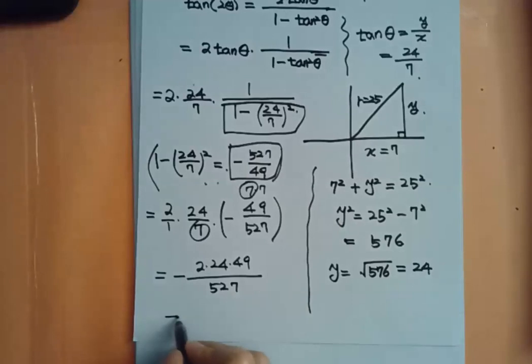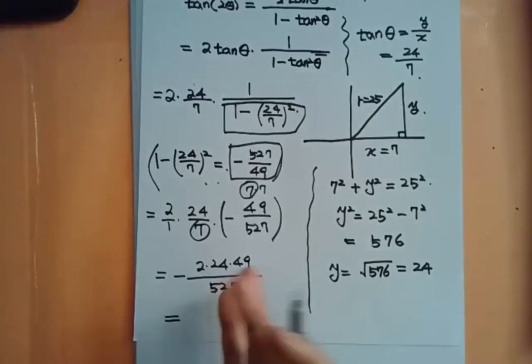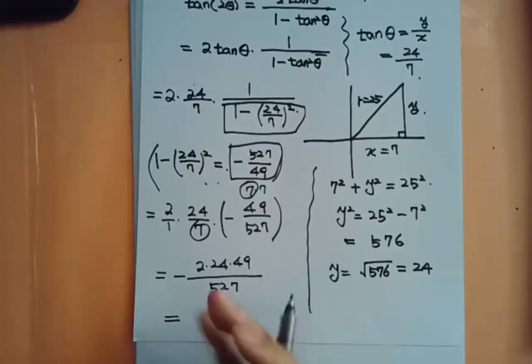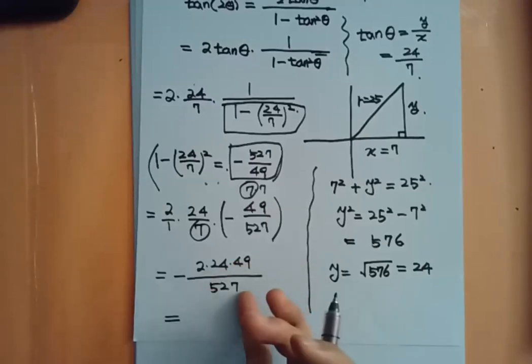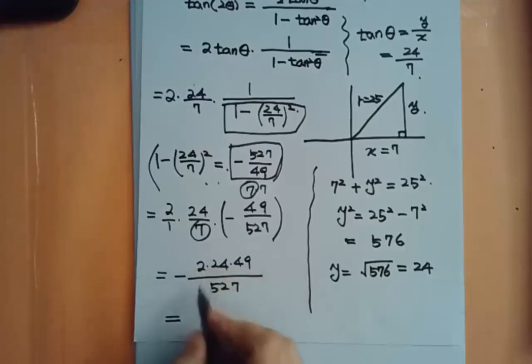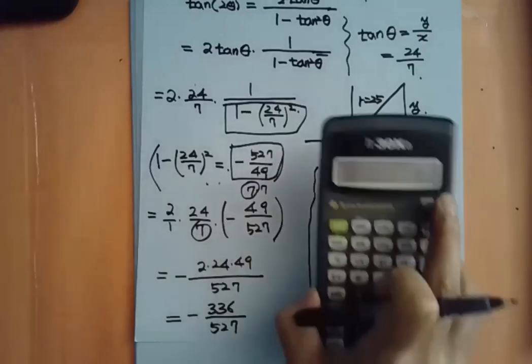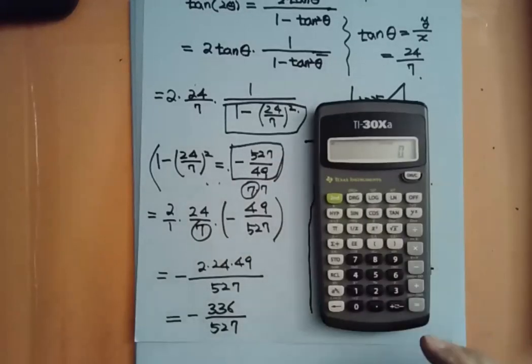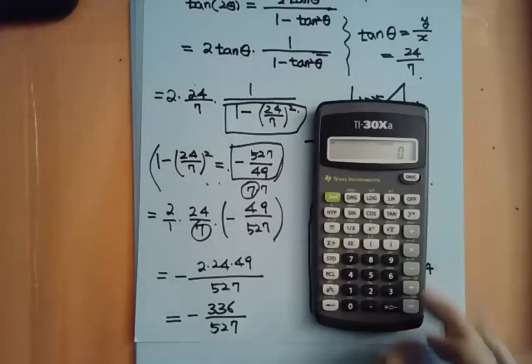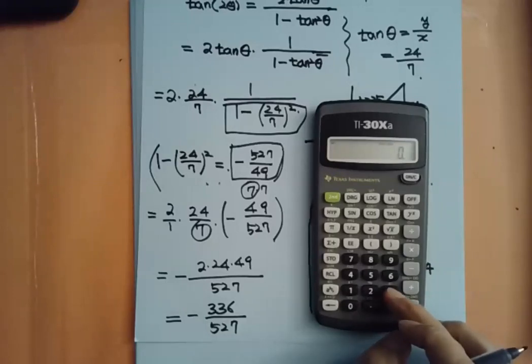You can use your calculator with this fraction, but I would calculate the numerator and denominator separately. The numerator is minus 336, and the denominator is 527. If you want to check whether that is the simplest form of the answer, then you can just plug that into the calculator.